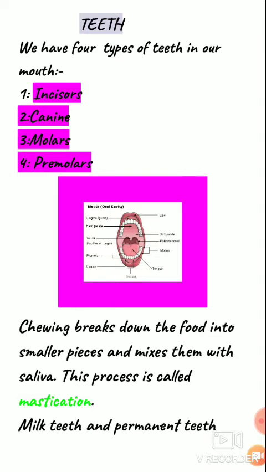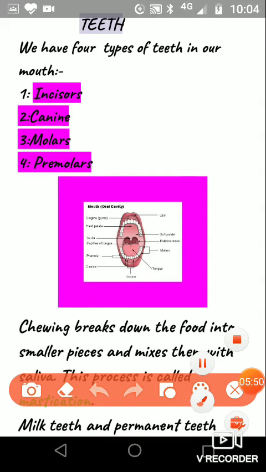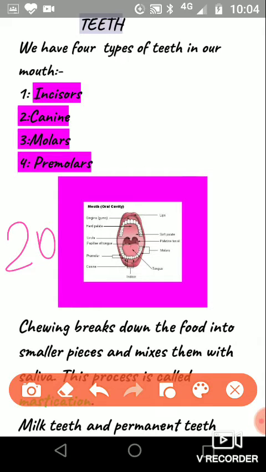So milk teeth are 20 in number. If I could write here, milk teeth 20 in number. And permanent teeth are 32 in number. We will know it later on. So that is about the different sets of teeth.